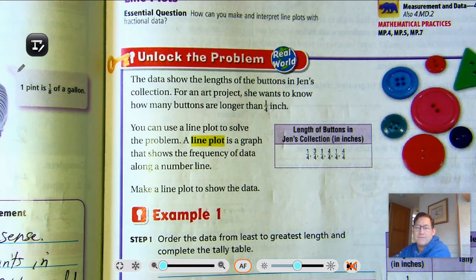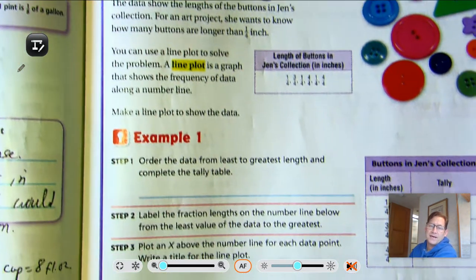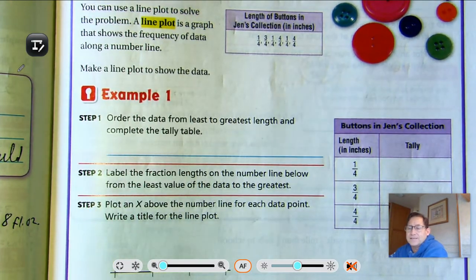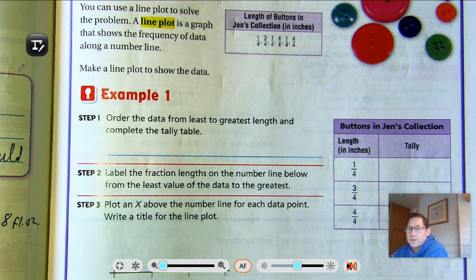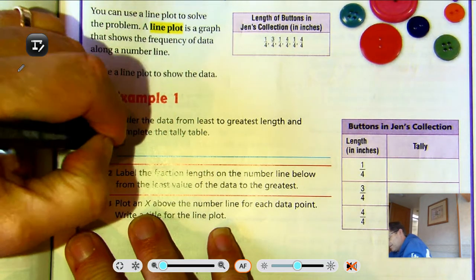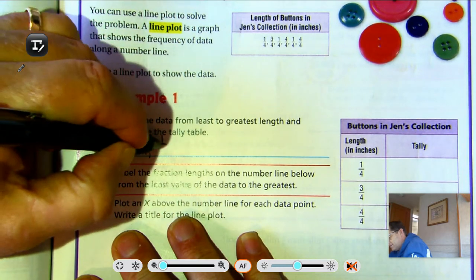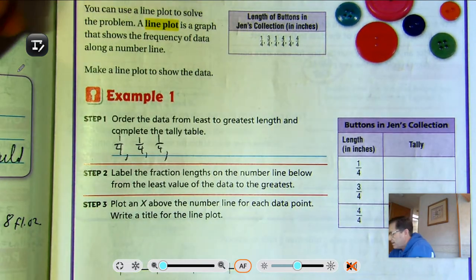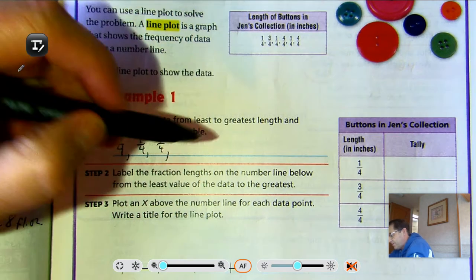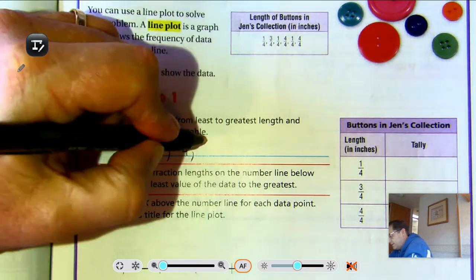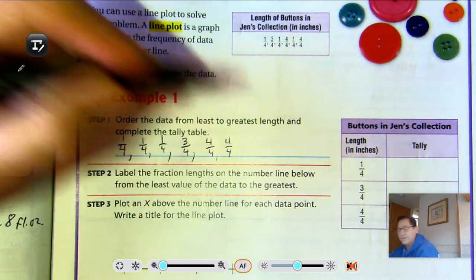A line plot is a graph that shows the frequency of data along the number line. All right, so we're going to make a line plot to show the data. So first, we're going to order the data from least to greatest length, and we're going to complete a tally table. So the smallest fraction in her chart is 1/4. And I see 1, 2, 3 1/4. The next biggest size is 3/4. And there's one of those. And then the biggest is 4/4, and there are 2 of those.